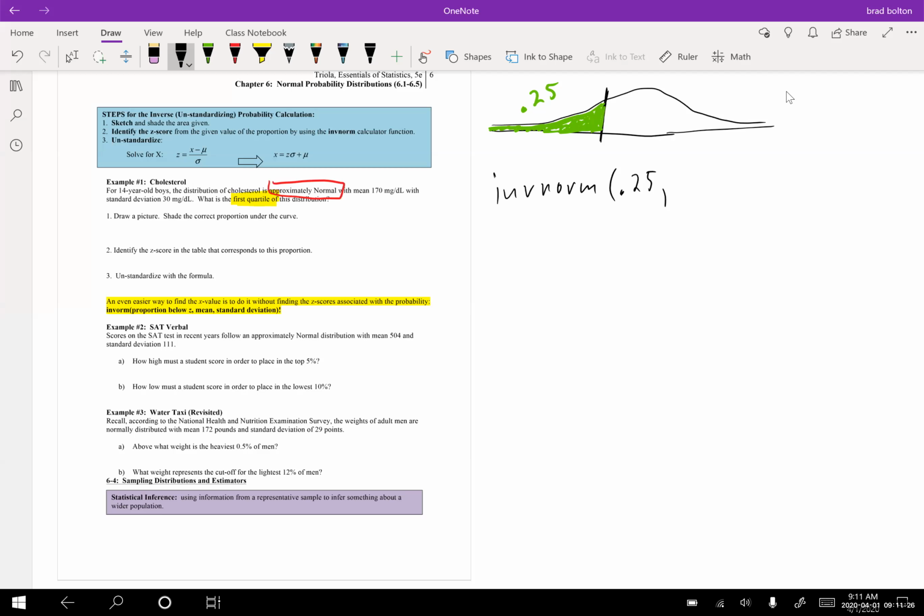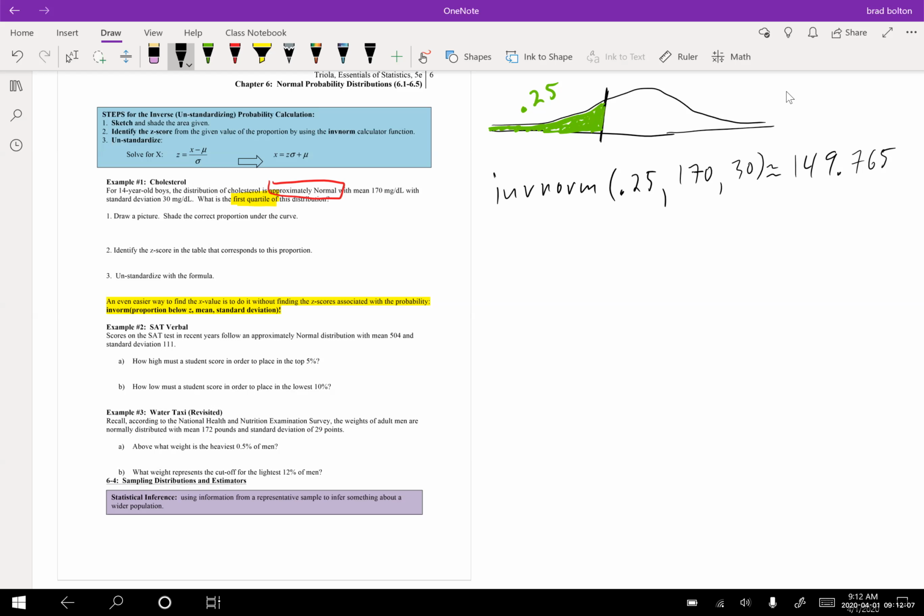We know with a mean of 170 and standard deviation of 30. Let's see what we get. So I'm going to go second vars, second distribution, inverse norm, 0.25, 170, 30. Standard deviation of 30. And I get 149.765 for now. I'll just use 3 decimals for now, okay?